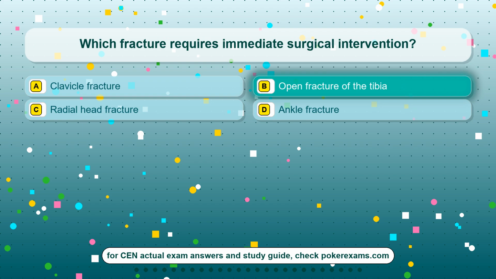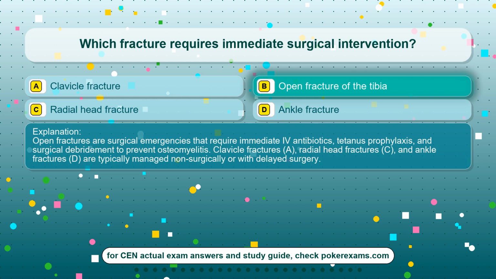The correct answer is option B, open fracture of the tibia. Open fractures are surgical emergencies that require immediate antibiotics, tetanus prophylaxis, and surgical debridement to prevent osteomyelitis. Clavicle fractures, A, radial head fractures, C, and ankle fractures, D, are typically managed surgically or with delayed surgery.